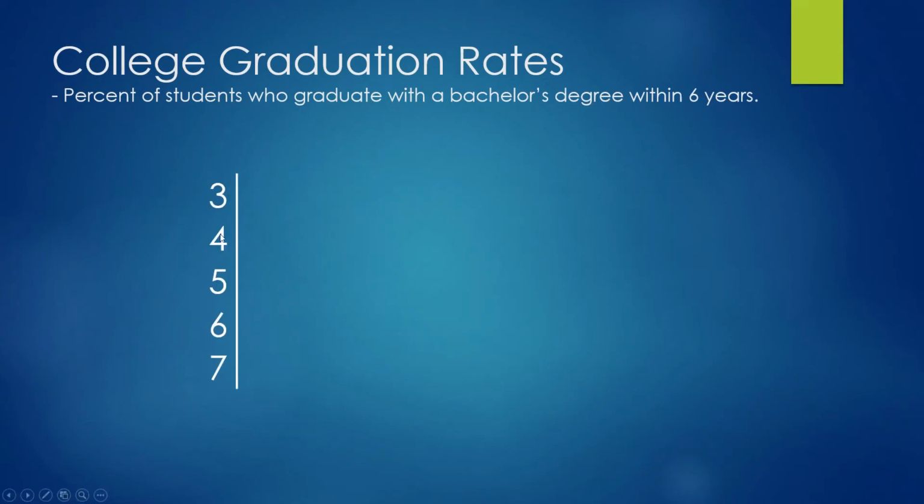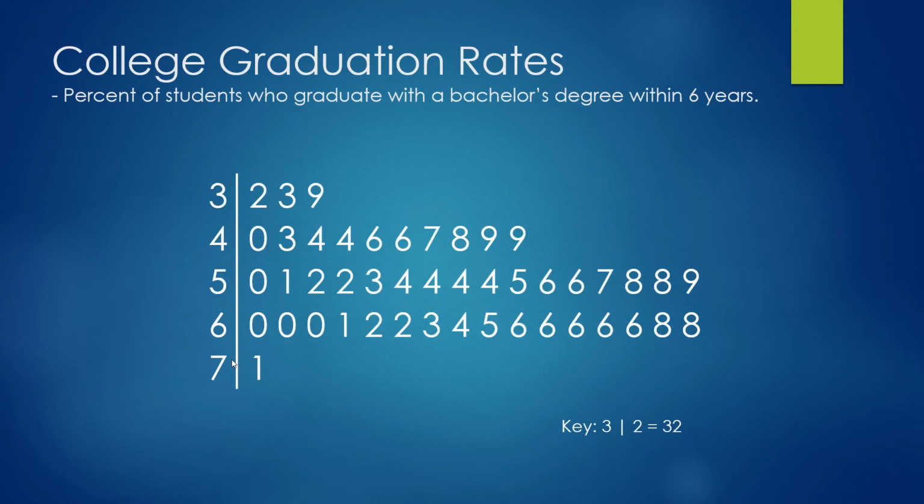So we'll have 3, 4, 5, 6, and 7 as our stems. Now, if we went through that list of 50 states and added on the leaves, we would get something like this. Again, I've added a key at the bottom, so whoever was reading this would know that 3 line 2 stands for 32, not 3.2 or something like that.